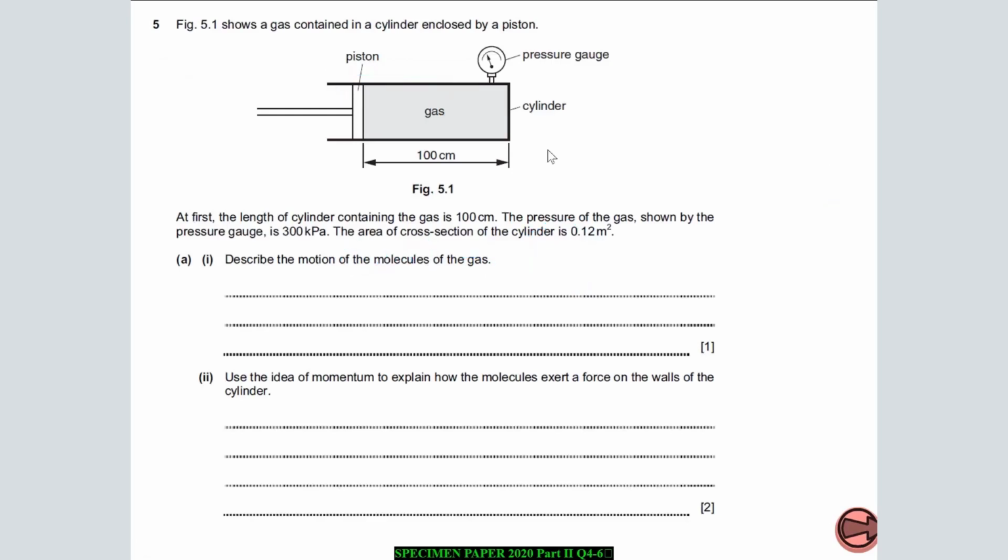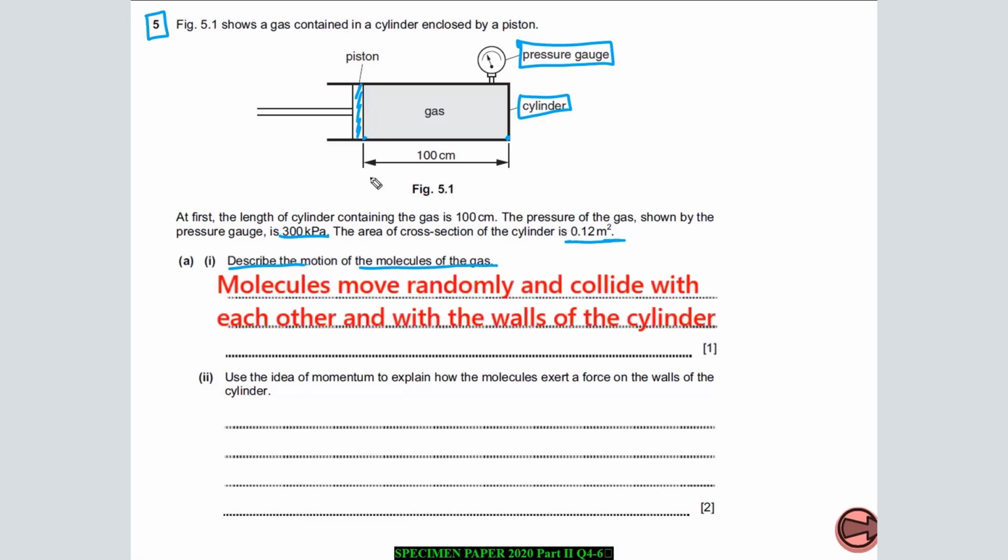Let's move on to question 5 now. In question number 5, you can see we have a piston. This is the piston and here is the cylinder. This length is given as 100 centimeters, and a pressure gauge is also installed on this cylinder. Now what do we need to answer? We need to describe the motion of the molecules of the gas. The value of P is given to us and the cross-sectional area is also given. So how can we answer part A now? Part A is simply asking us to describe the motion of the molecules. This is a very common type of question.